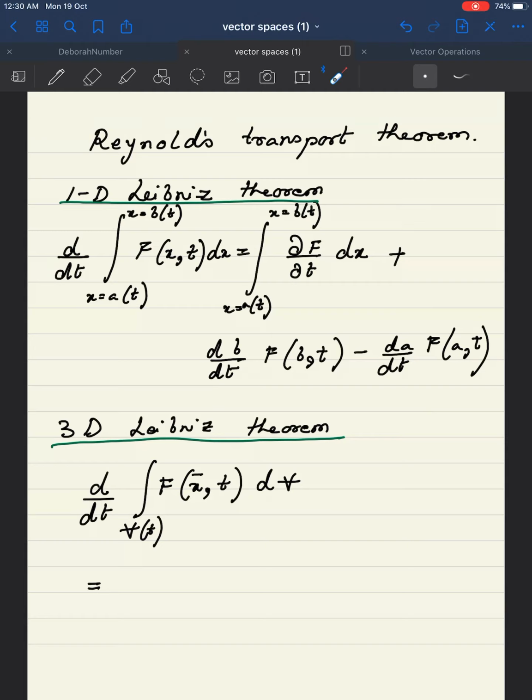Great. So I will stop here right now, and we'll pick up on the Leibniz theorem in the next class, and then we will proceed on to learning about the Reynolds transport theorem from there.